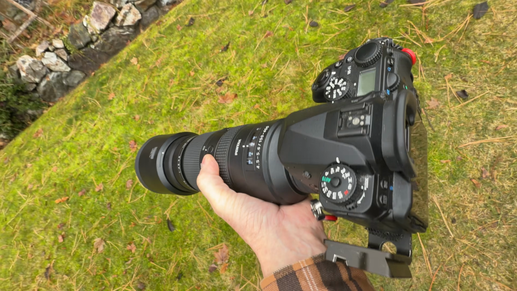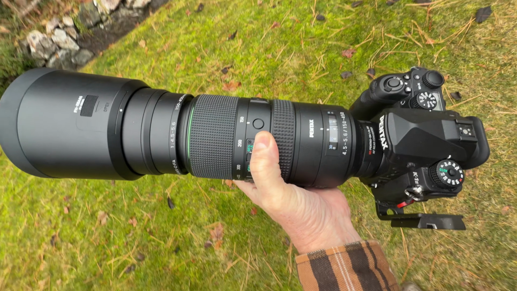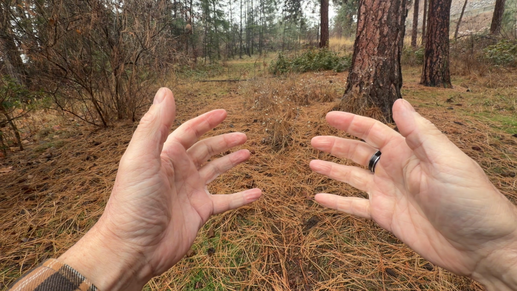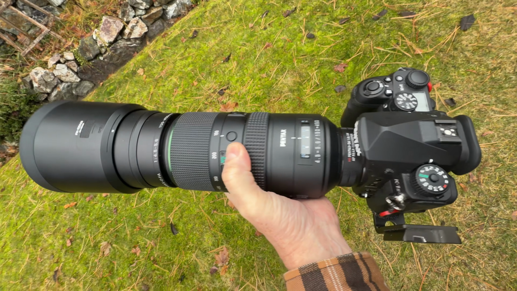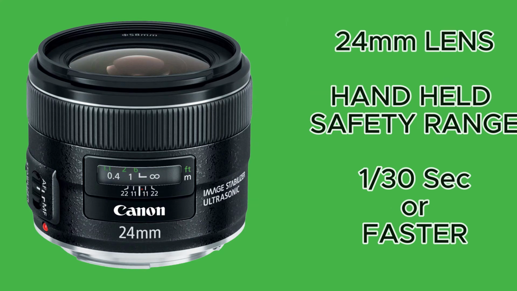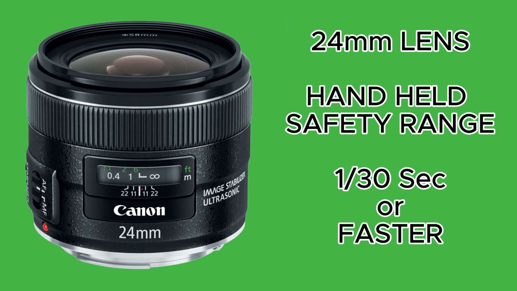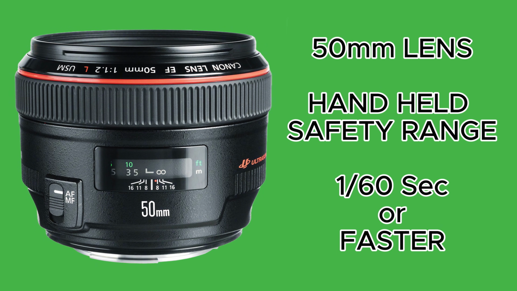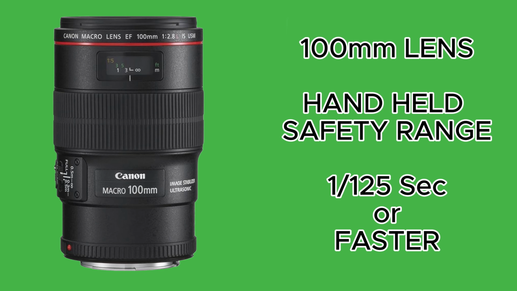Before slowing down your shutter, every beginner needs to know this. Your shutter speed should not be slower than the focal length of your lens. This rule exists for one reason: your hands move, even when you think they don't. The longer the lens, the more the movement is amplified. A 24mm lens you can usually handhold at 1/30th of a second or faster. A 50mm lens, aim for 1/60th or faster. A 100mm lens, aim for 1/125th of a second.